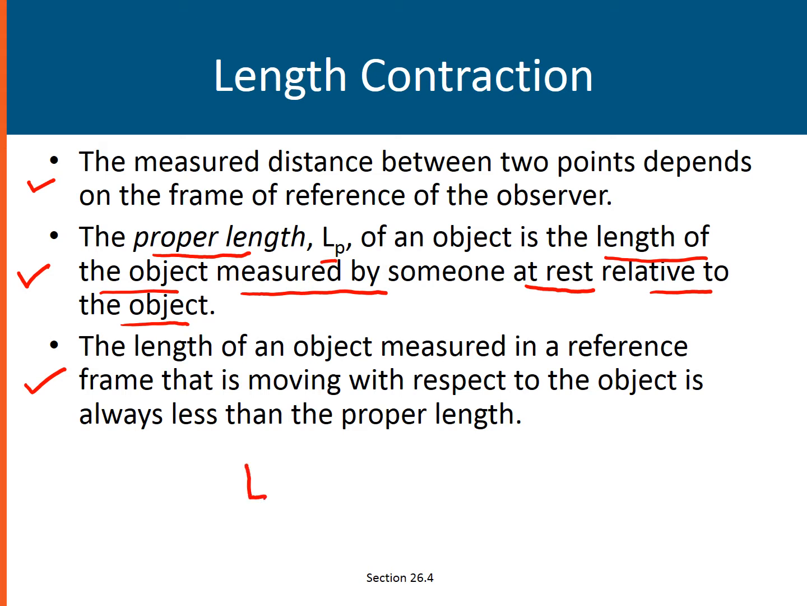So again, the length observed by a person who is moving with respect to the object is always less compared to the proper length, or the length as measured by someone who is at rest with respect to the object.